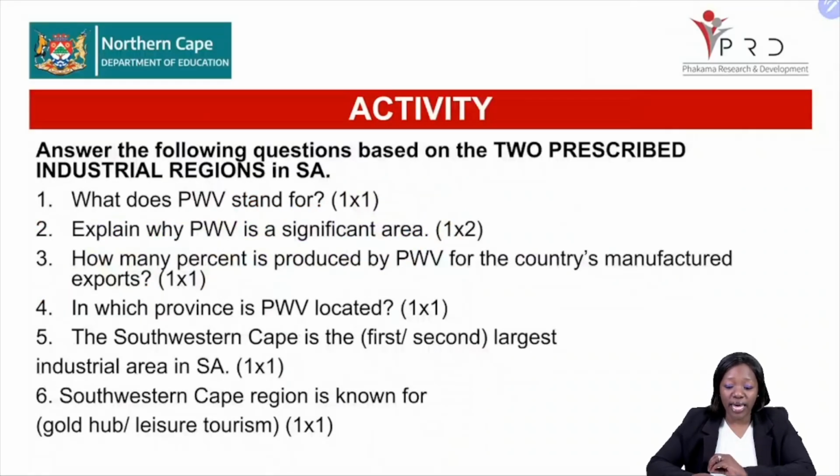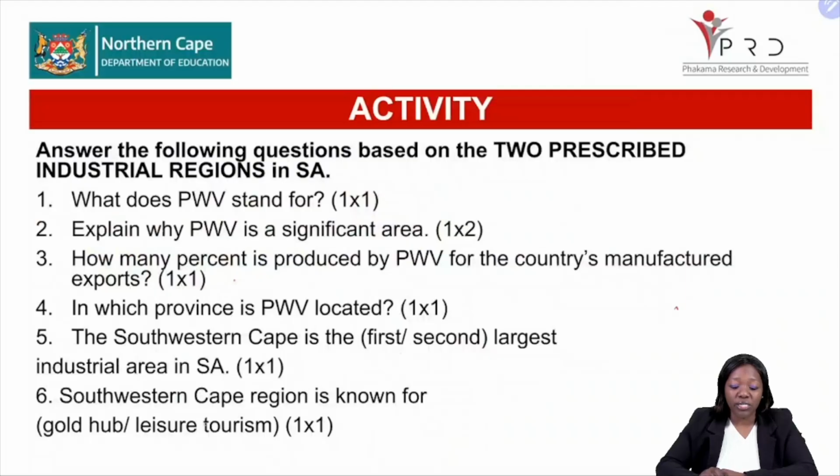Then we're looking at our first activity. You answer the following questions based on the 2 prescribed industrial regions in South Africa. The first one, what does PWV stand for? Then secondly, you explain why PWV is a significant area. Then number 3, what percent is produced by PWV for the country's manufactured exports? Then number 4, in which province is PWV located? Number 5, the Southwestern Cape, is it the first or the second largest industrial area?